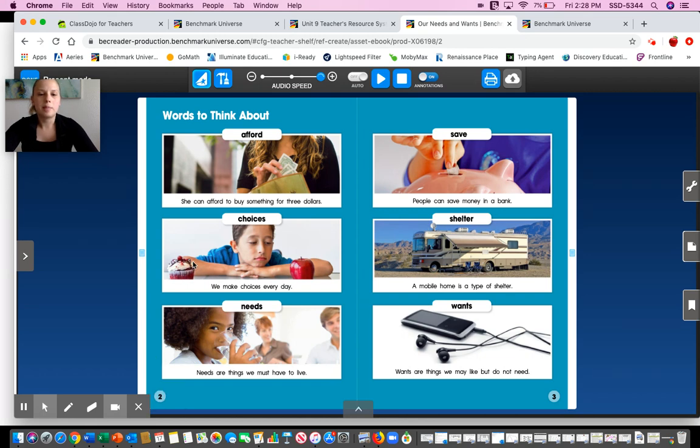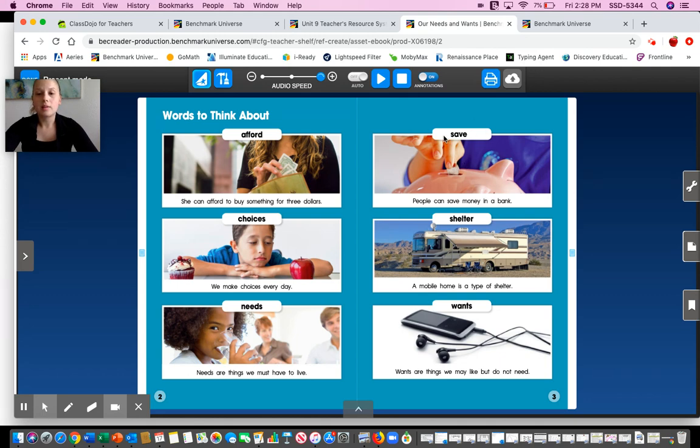Maybe the cupcake, but where is he looking? At the apple, so I think he's gonna choose the apple. Okay, the next word is needs. Needs, that's what we've been talking about, right? Needs are things we must have to live. And then you see this picture of the child drinking water because we do need water, right?